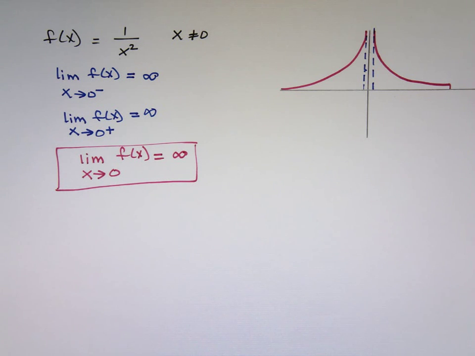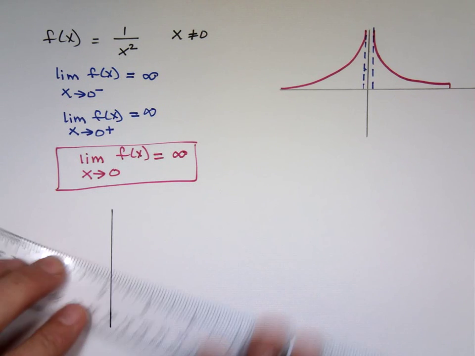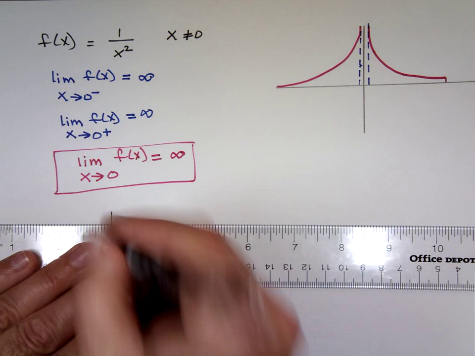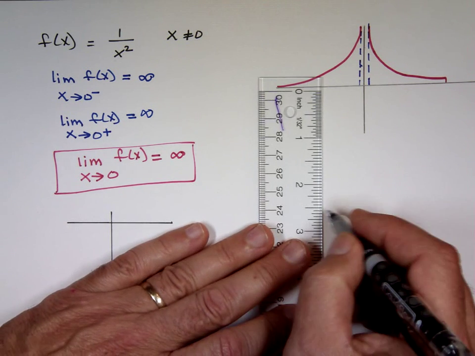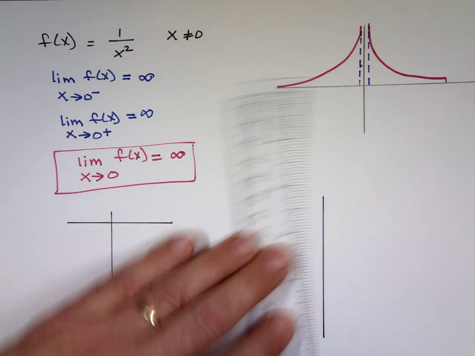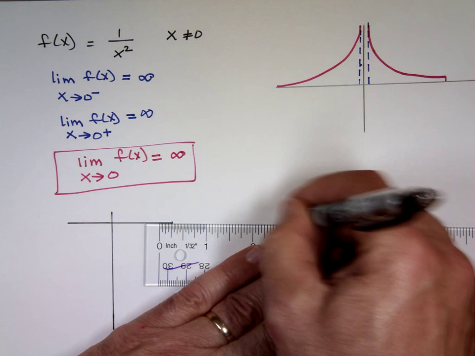Table-wise, let's look at it again. I'll pick a few values from the left side and the right side. That's one way to find the limit, actually. And this is really the least attractive way of finding it. But in this example, that's the only way.